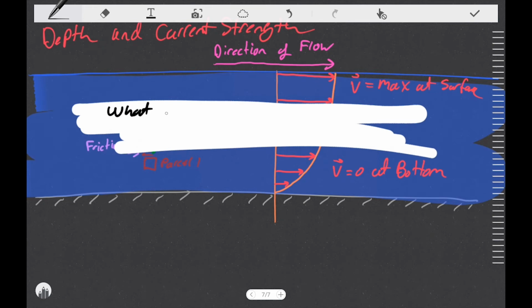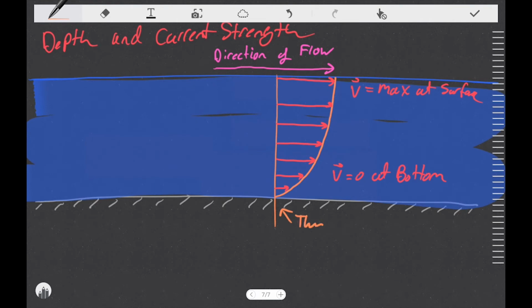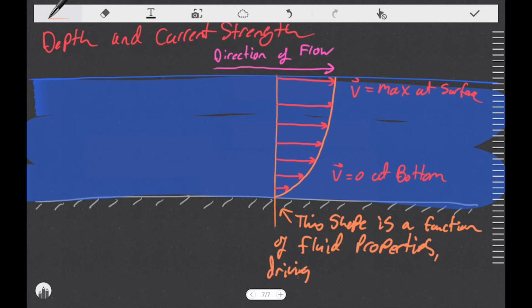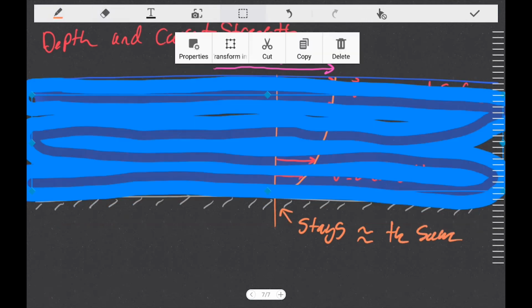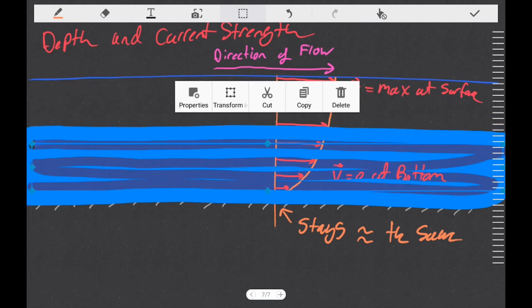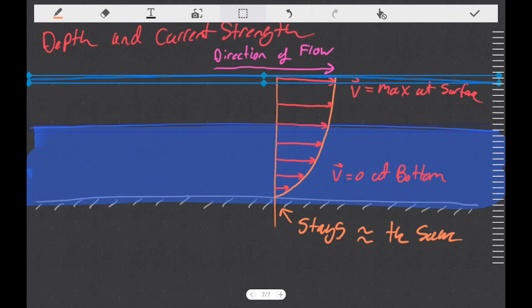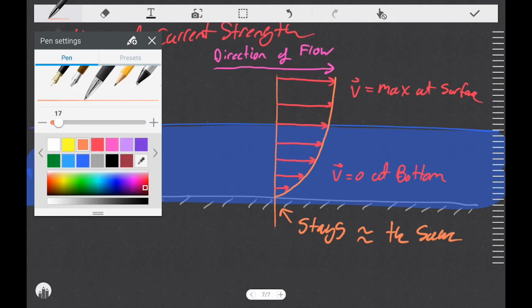So what would happen if we dropped the water level, or decreased the depth of the flow? Well, the shape of the velocity graph that we drew is a function of the fluid properties of water and the driving force and the flow resistance. The no-slip condition is still going to exist at the bottom, and the top is still going to be free. So we can say that the shape of the graph is going to stay approximately the same if we drop the water level. What we could say definitely would change, though, if we brought the water level down, is the point on that graph where we're going to find the surface.